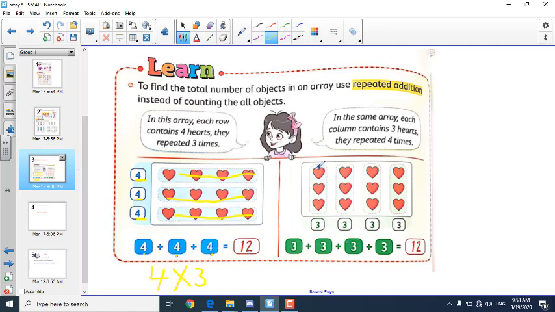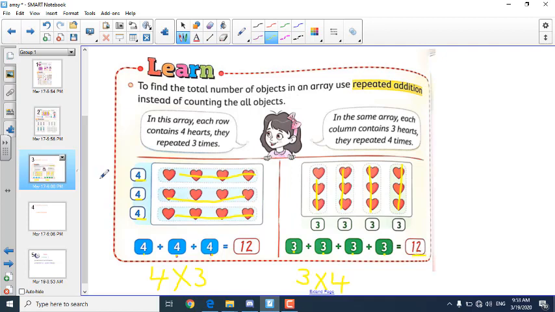And here I have 1, 2, 3, 4 columns. Each column has 3 hearts. Okay, here 3 repeated 4 times. 3 plus 3 plus 3 plus 3 equals, yes, 12.